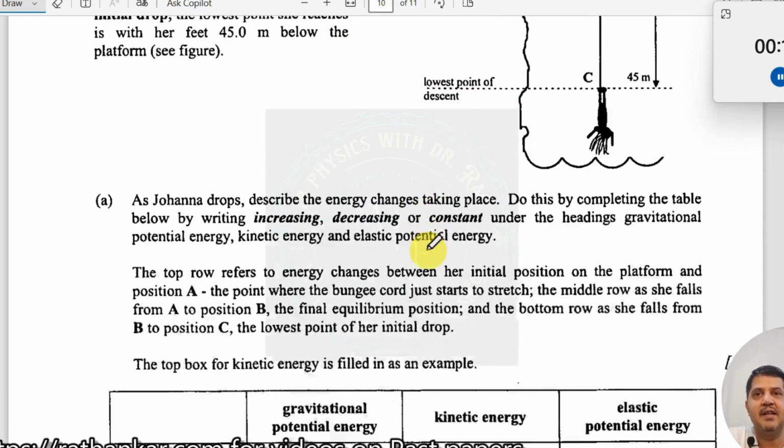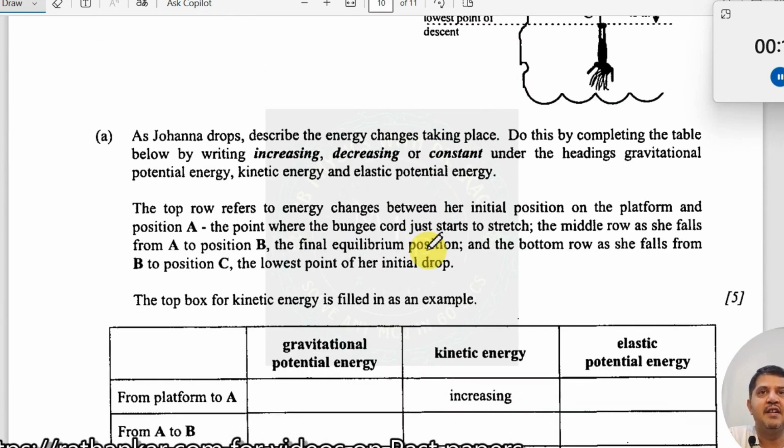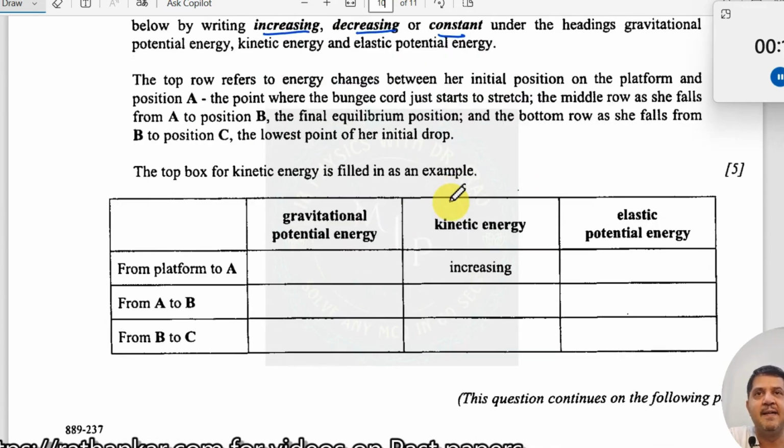As Johanna drops, describe the energy changes that take place. Do this by completing the table below by writing increasing, decreasing, or constant. You should use only these three terms, under the headings gravitational potential energy, kinetic energy, and elastic potential energy. The top row refers to the energy changes between the initial position on the platform and point A, where the bungee cord starts to stretch, and the middle row as she falls. All these are given over here.